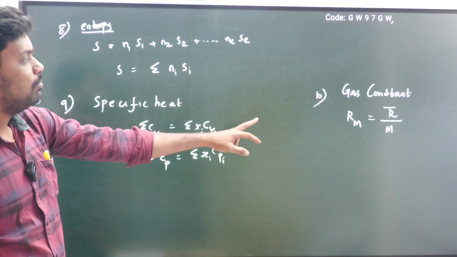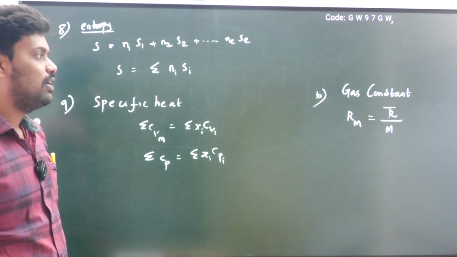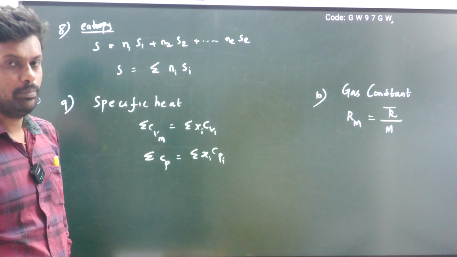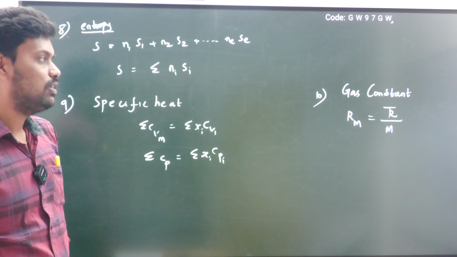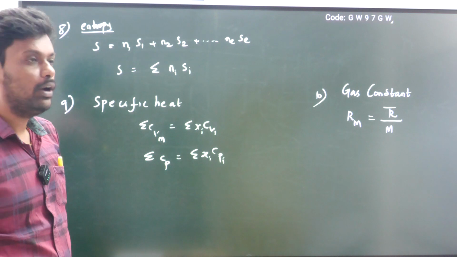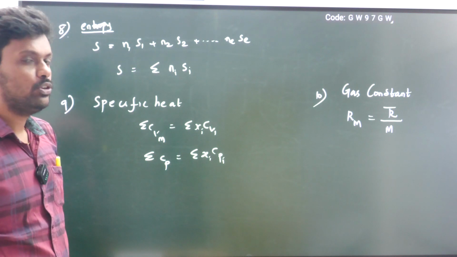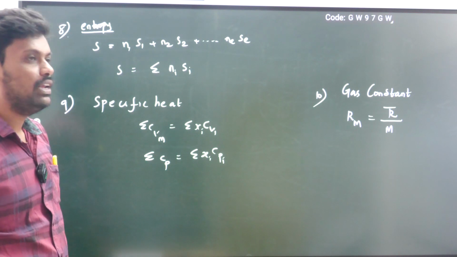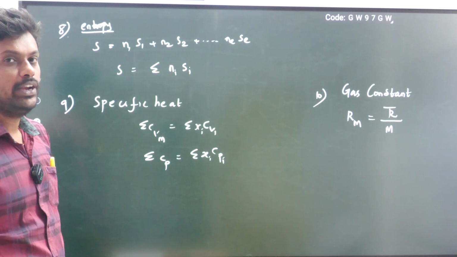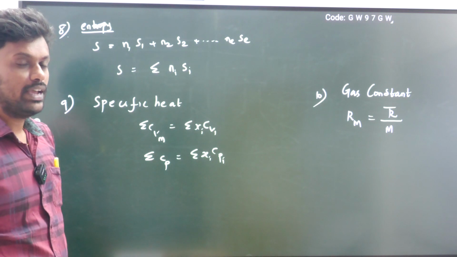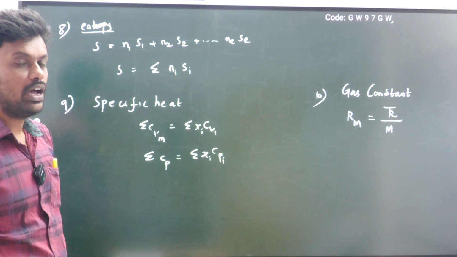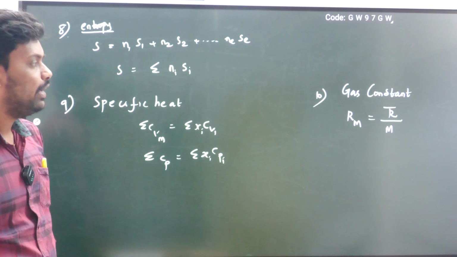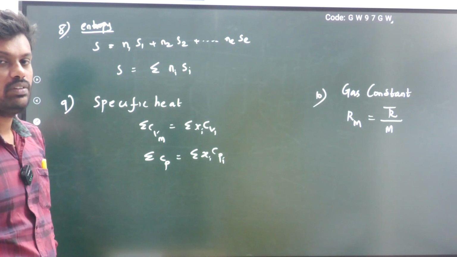Next, gas constant. Gas constant R is equal to R bar by M. If you want to find the gas constant for a particular gas, you have to divide R bar, the universal gas constant, by capital M, the molecular weight. So to find the gas constant for a particular gas, you have to use this formula, R is equal to R bar by M. While solving numericals we will understand.